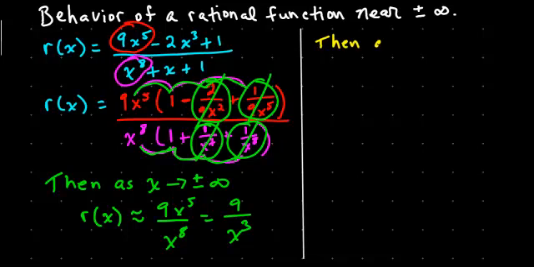Then as x goes to positive infinity, we see that r of x is going to approach 9 divided by googolplex cubed, it's going to be 0. But for you guys going to calculus, I'm going to use a little notation here. I'm going to say 0 plus. And that's going to mean it's going to go to 0, but it's going to be a really small positive number that's getting closer and closer to 0 on the positive side.